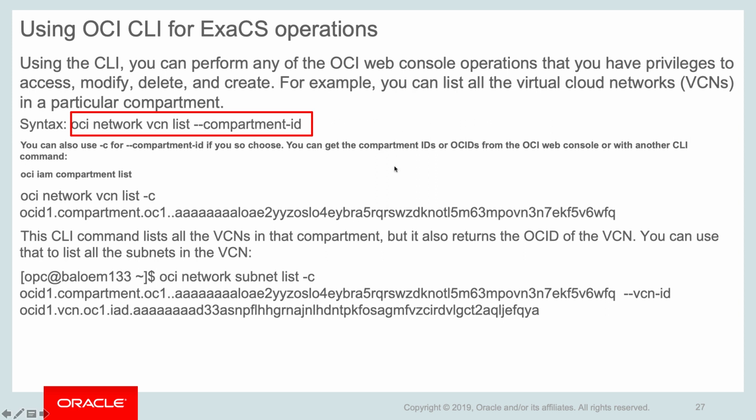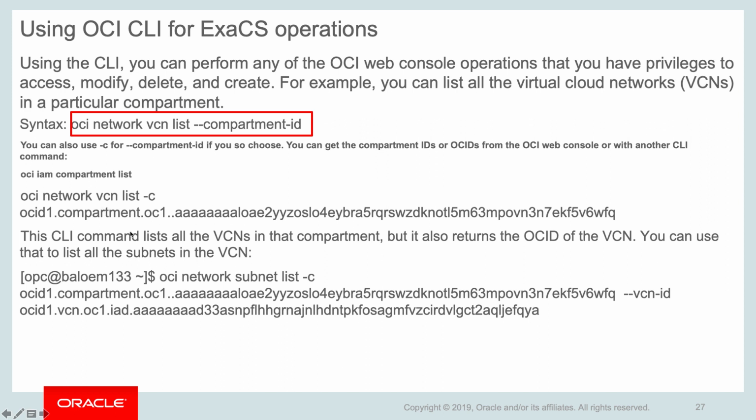So using the CLI, you can perform pretty much all the operations which you are able to do from the web console. The only thing you have to make sure is that you have the privilege for the operation you are trying from the OCI CLI. For example, you can list all the virtual cloud networks in a particular compartment. So: OCI network VCN list and compartment ID.